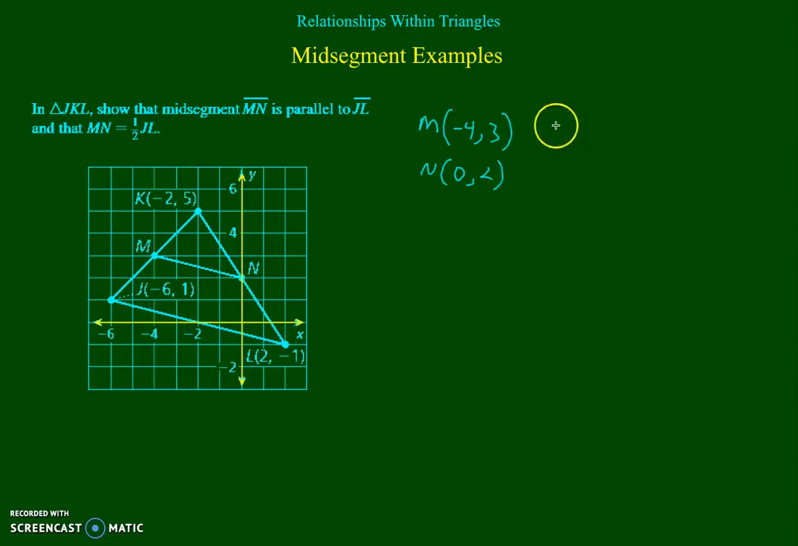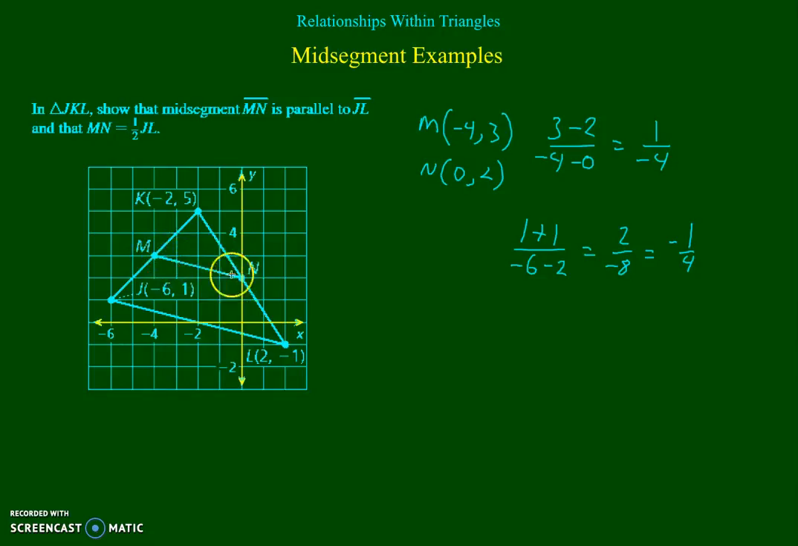So let's find the slope of MN. It's the difference of the y's, 3 minus 2 over -4 minus 0, which is 1 over -4. So -1/4 is the slope of this one. The slope of JL is the difference of the y's, so it's 1 minus -1 over -6 minus 2, which is 2 over -8, which is -1/4. So the slopes are the same, so yes, in fact, these two are parallel.